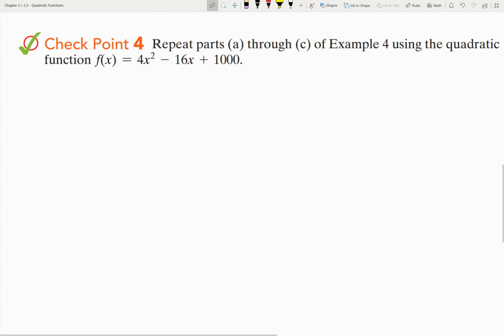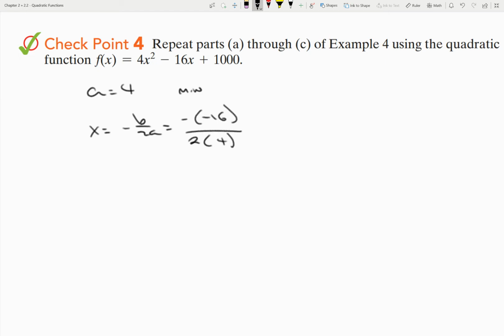Okay, same questions. The first one is whether or not this has a min or a max. So a is equal to 4, which means it has a min, right? If a is positive, there's a min. The second part said find them. In order to do that, I need the vertex. That's negative b over 2a. So that's negative 16 over 2 times 4. So that would be 16 over 8, which is 2.